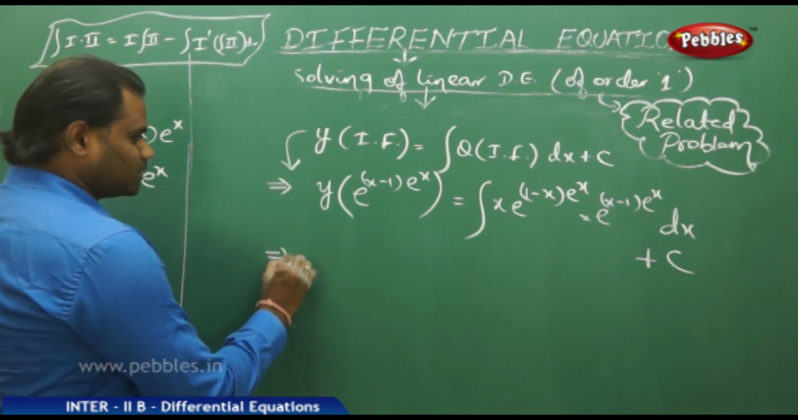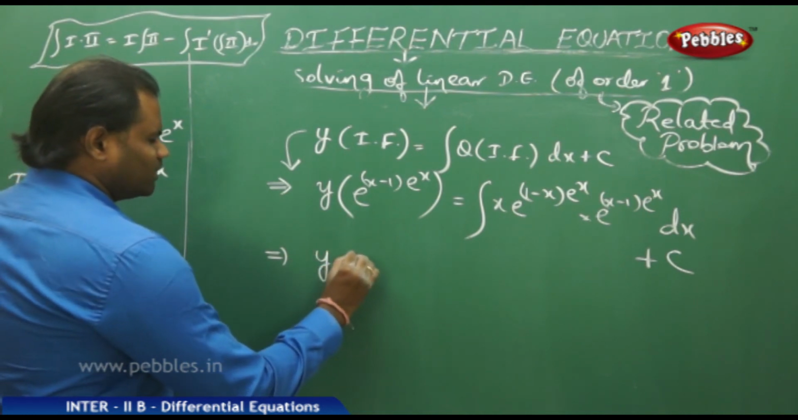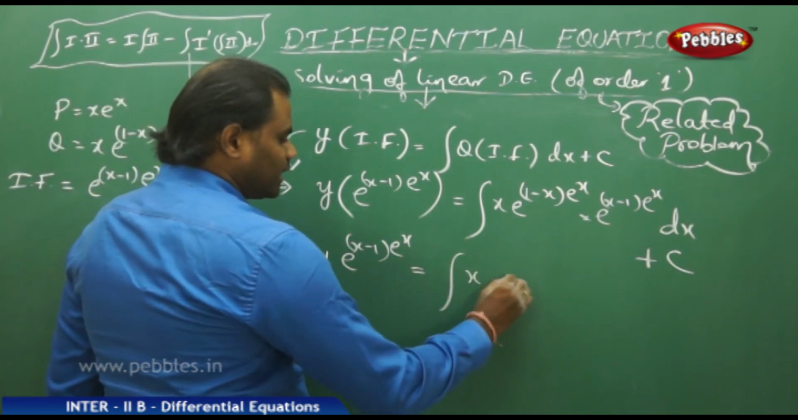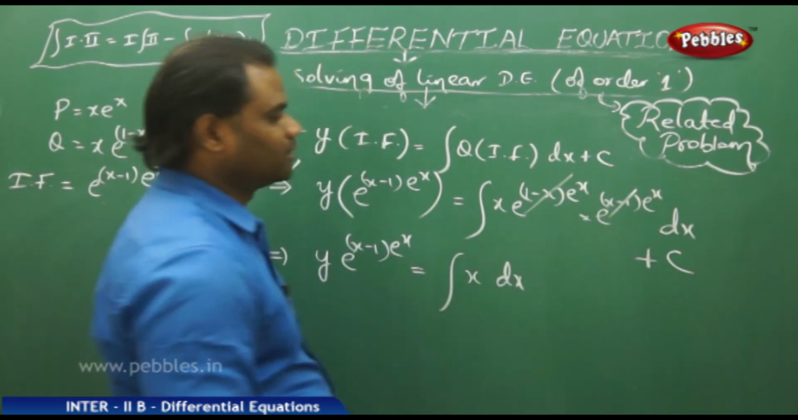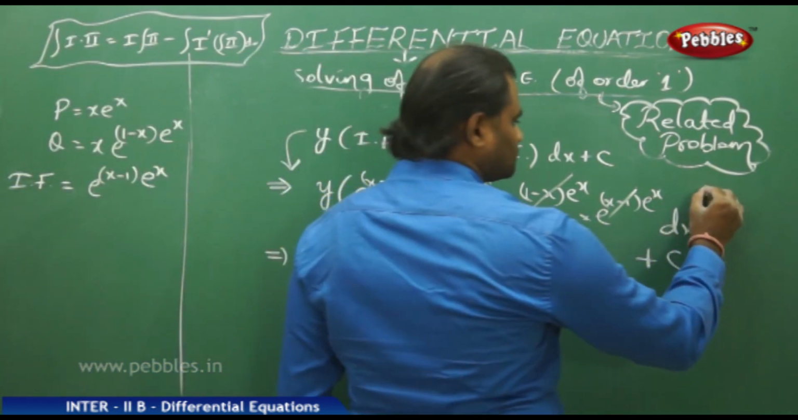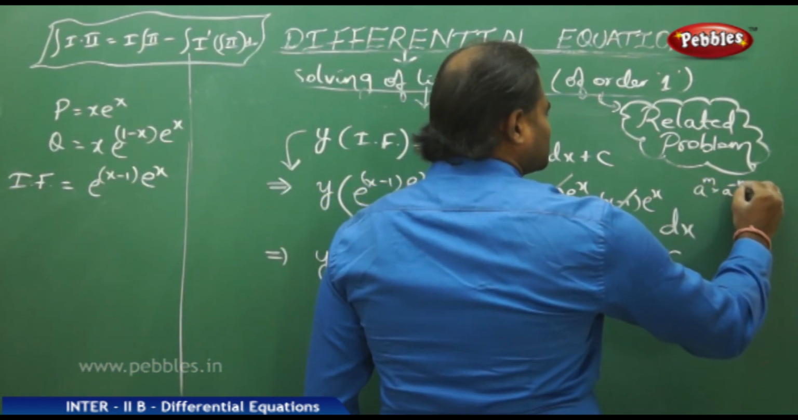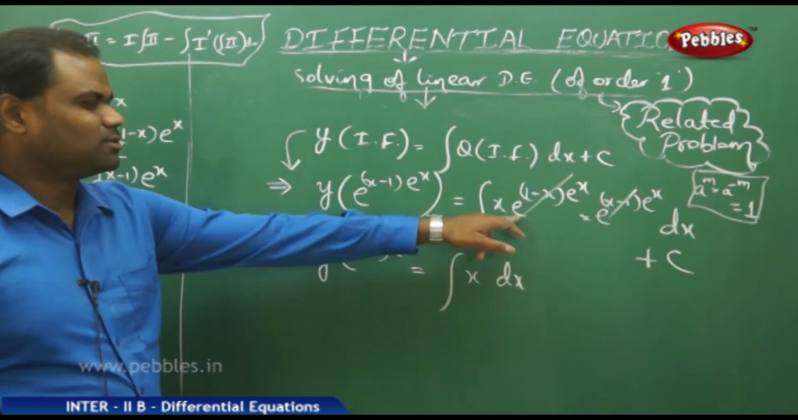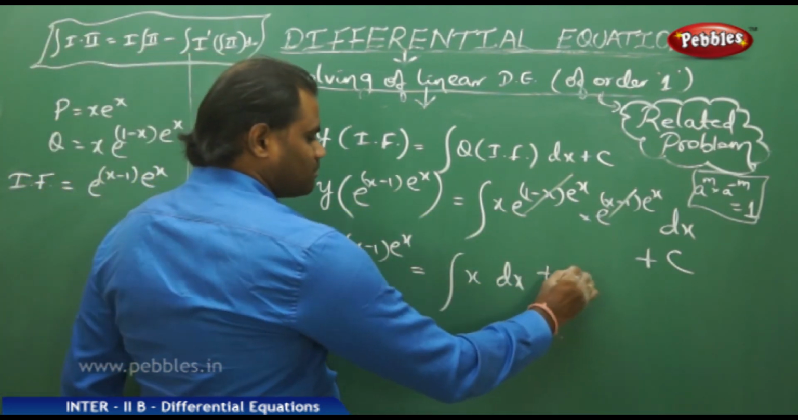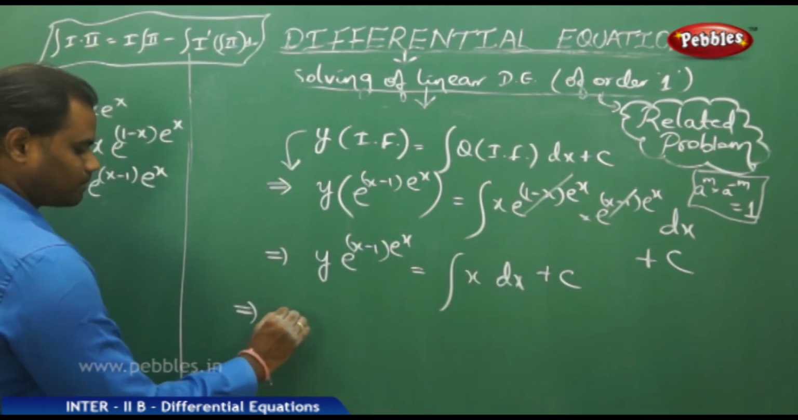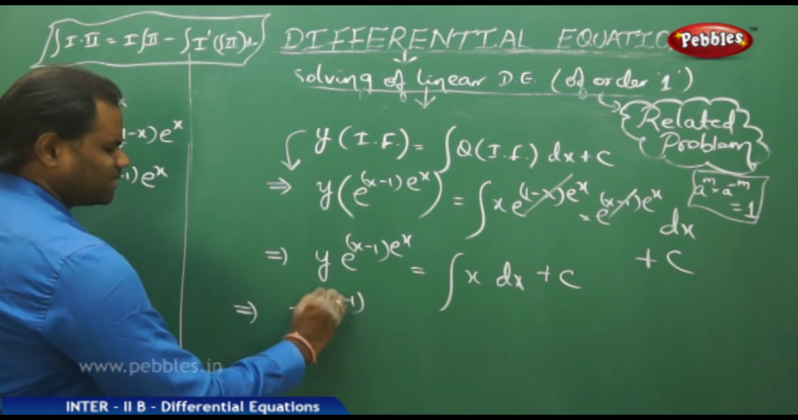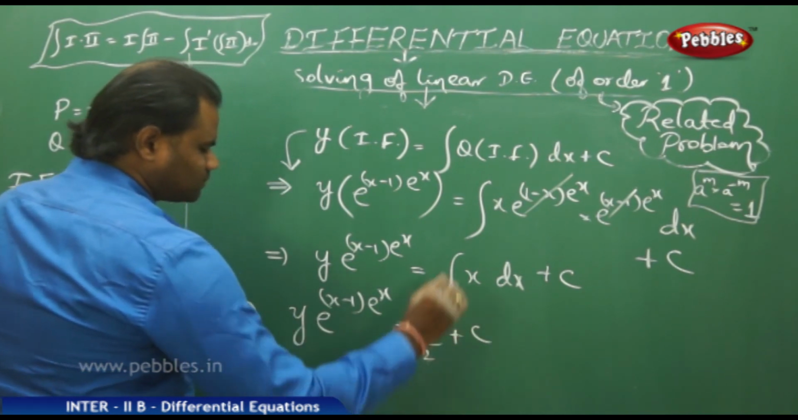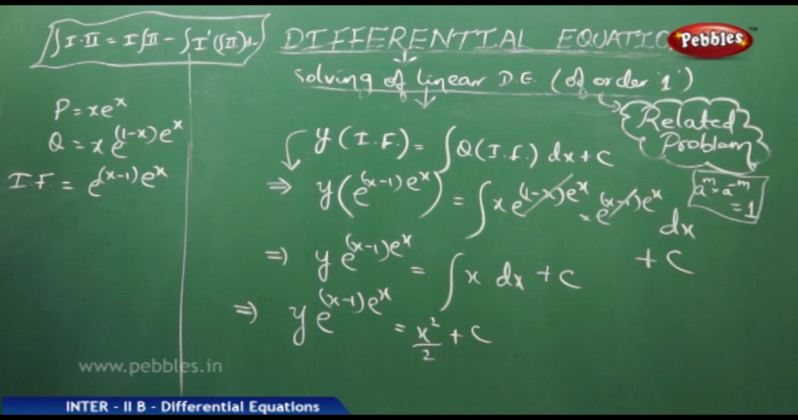Now further simplification gives y e power x minus 1 e power x is integral x dx, because these two get nullified. A power m times a power minus m is 1, is what we get. So using this, I get this in the form x dx. That implies y e power x minus 1 e power x is x squared by 2 plus c, is how we get this.